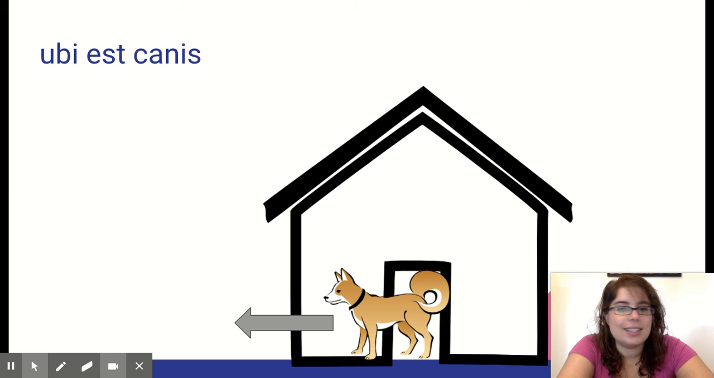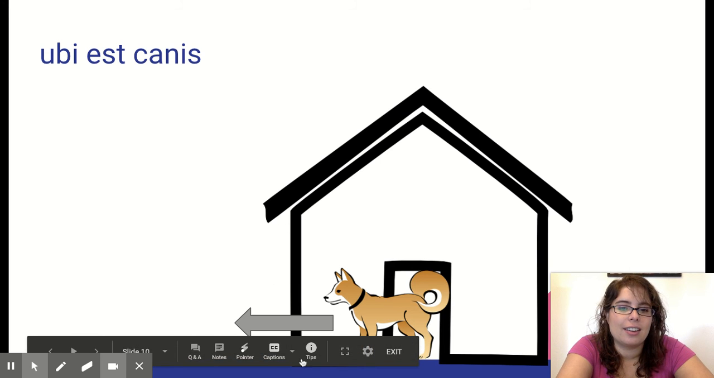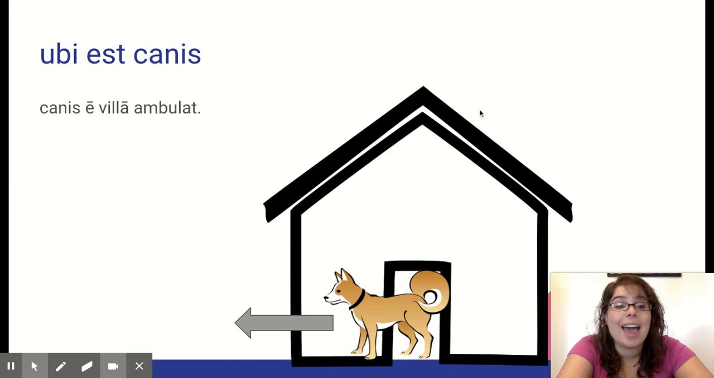Ubi est canis? Right, so which preposition might work here? We have canis e villa ambulat. So e villa ambulat, right? The dog walks out of the house. And again, a or e takes the ablative.